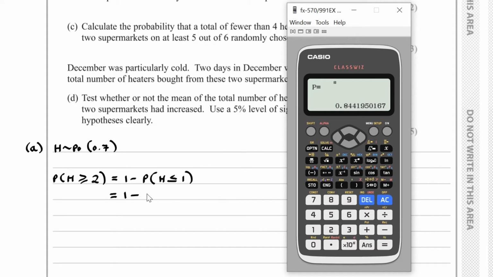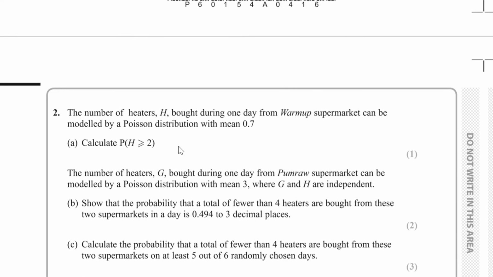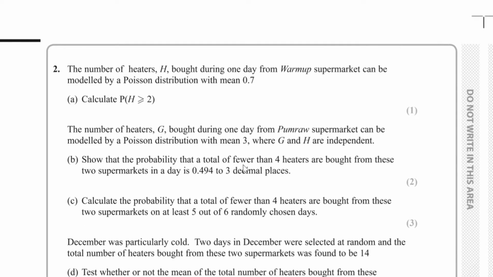So we have 1 minus 0.844 etc., which is the same as, if we work that out, 1 minus that, 0.155 etc. Part B. For part B, the number of heaters G bought during one day from Pumraw supermarket can be modelled by a Poisson distribution with mean 3, where G and H are independent. We have to show that the probability that a total of fewer than 4 heaters are bought from these 2 supermarkets in a day is 0.494 to 3 decimal places.